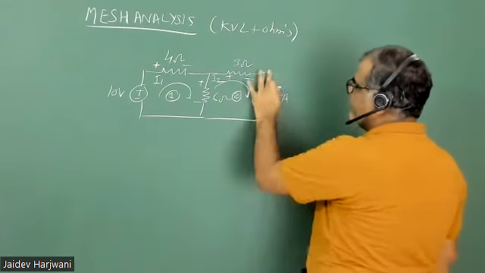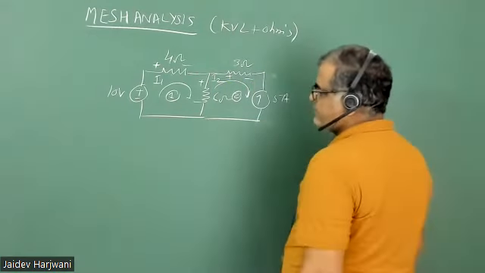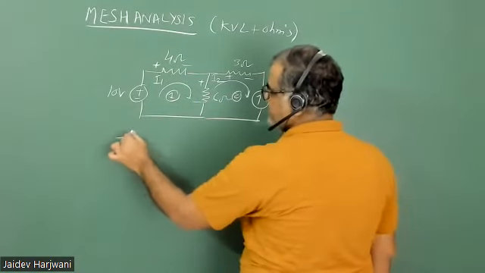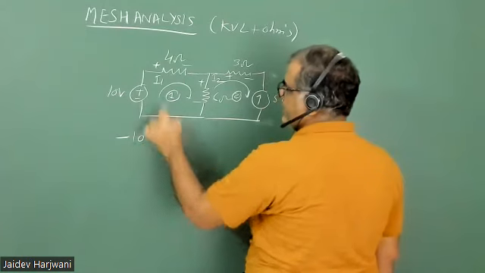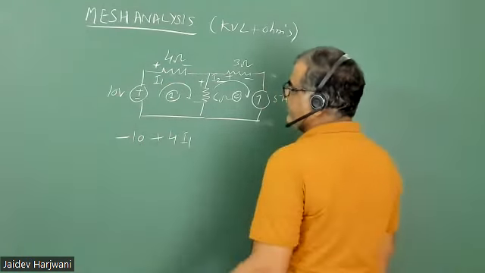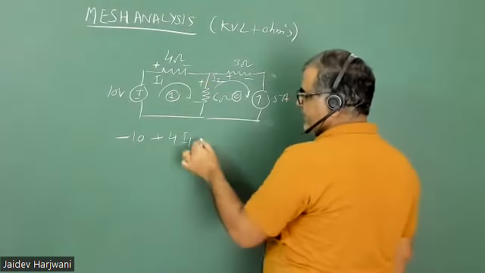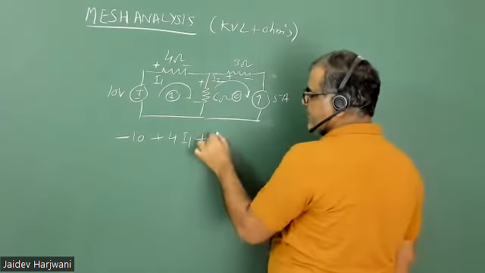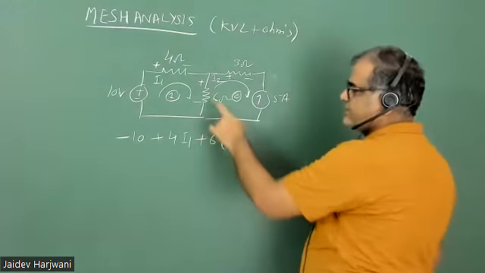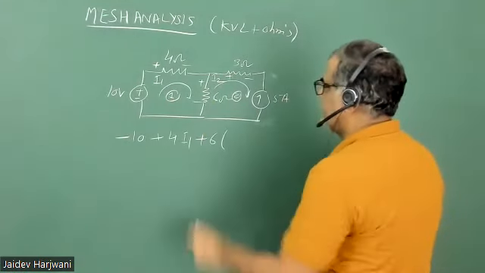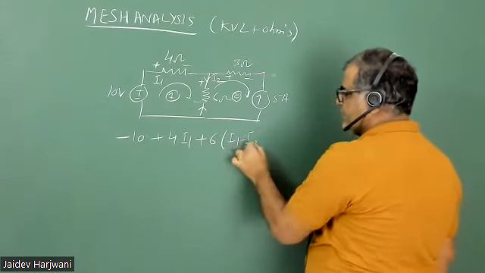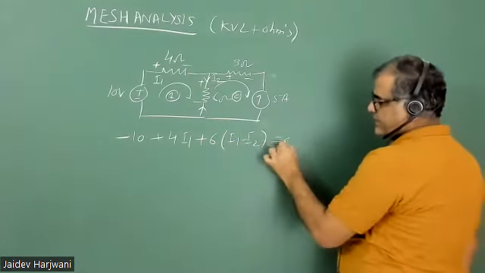Now you want to write the KVL. If I write the KVL here, I can write minus 10. Then the voltage is 4 I1, resistance is 4, current is I1. In this resistance, resistance is 6. Can you tell me what the current is in this branch? I1 minus I2. I1 is coming here, I2 is coming here. The current is I1 minus I2 equals 0.